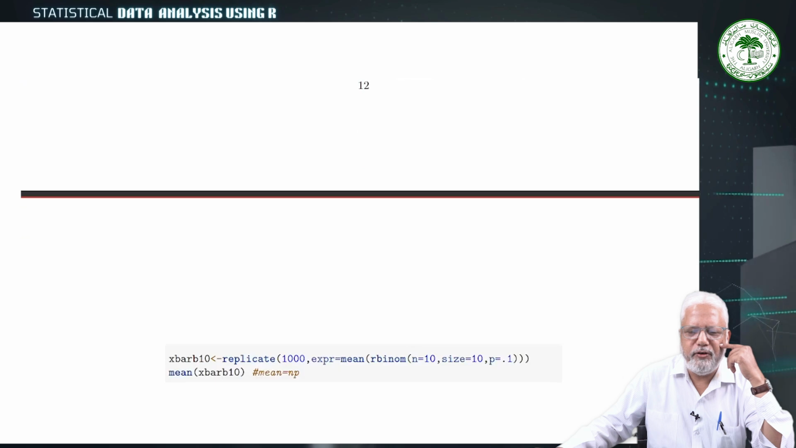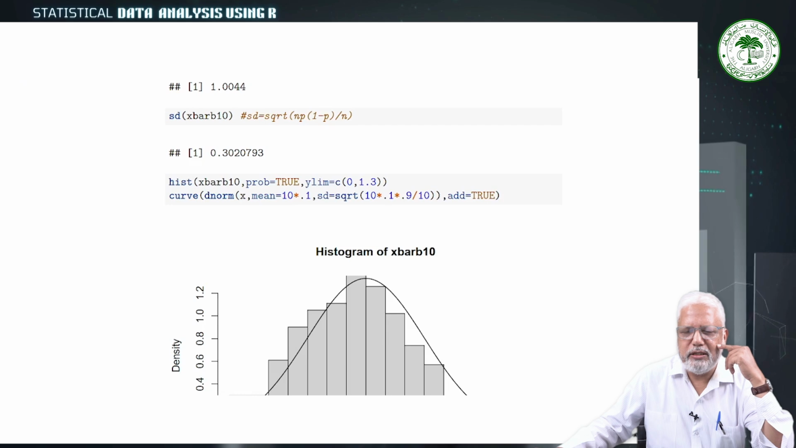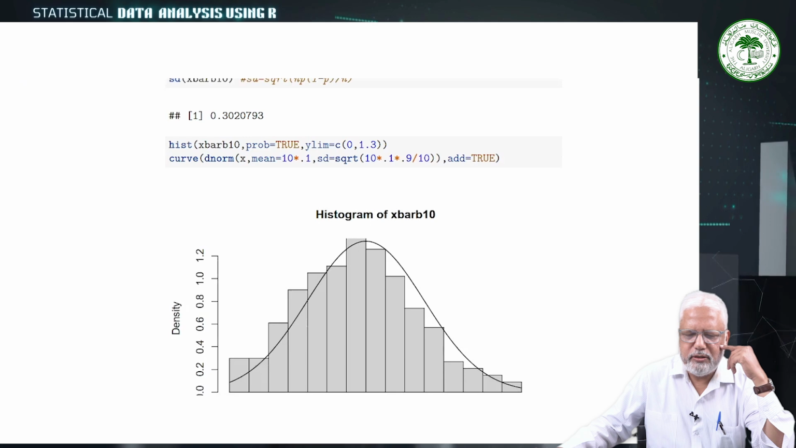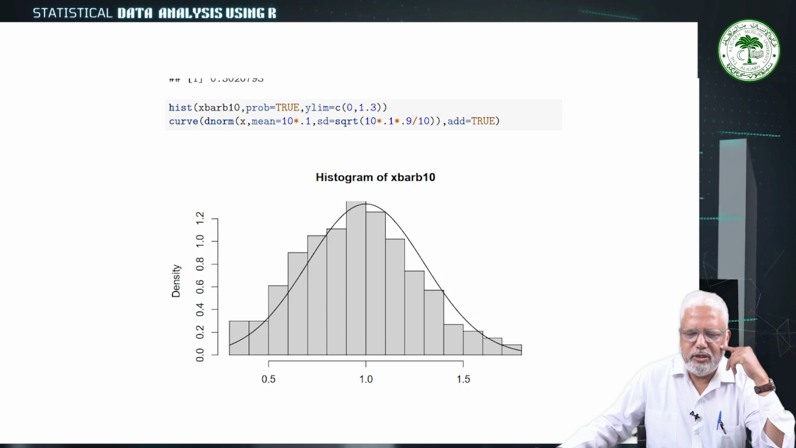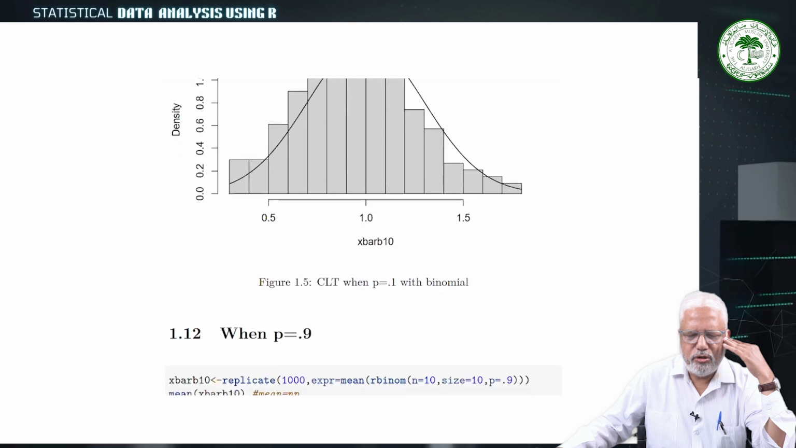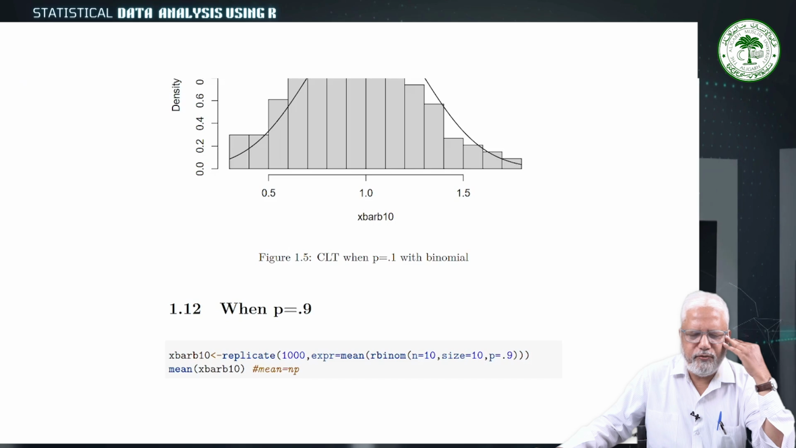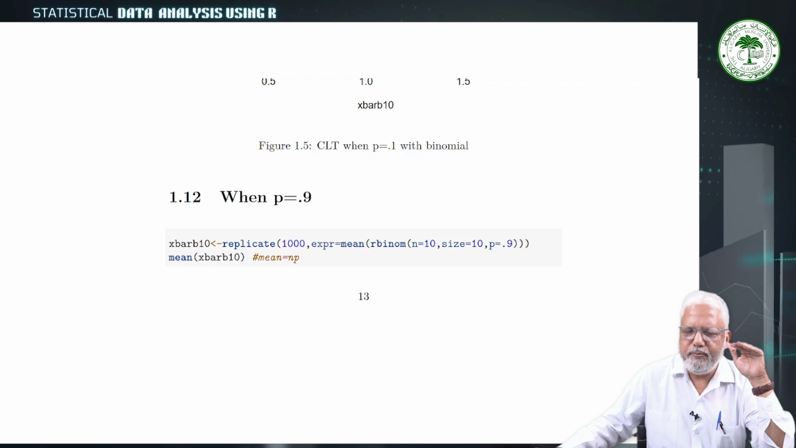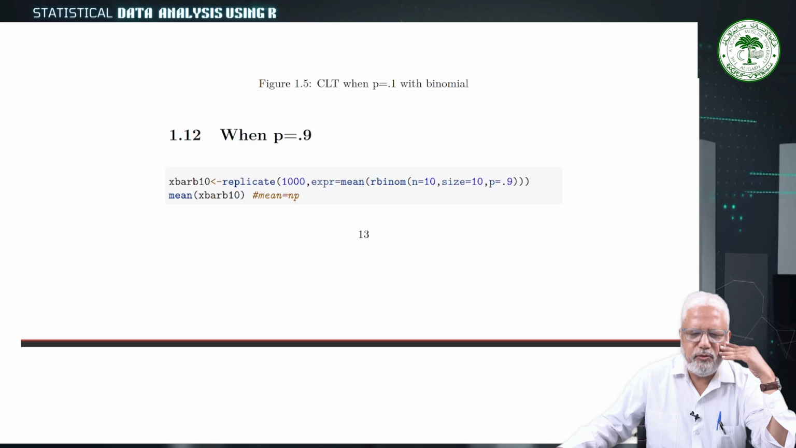So with p equal to 0.5, it gives a good approximation, whereas in the case of p equal to 0.1, it is not as good as in the case of 0.5. Now it is a right skewed distribution, whereas the normal is symmetric. So what happens to the CLT with binomial when p is equal to 0.9? We again repeat the same process with p equal to 0.9 and see what happens.